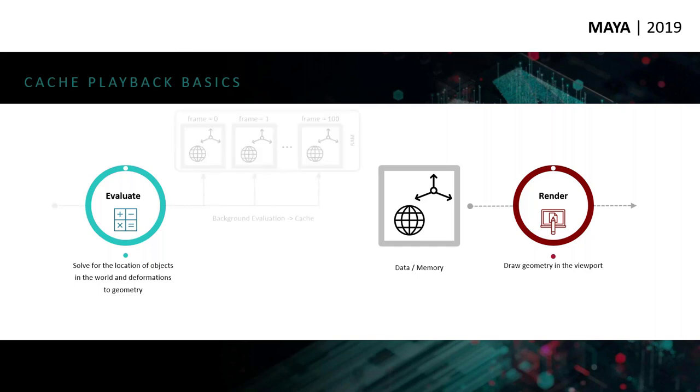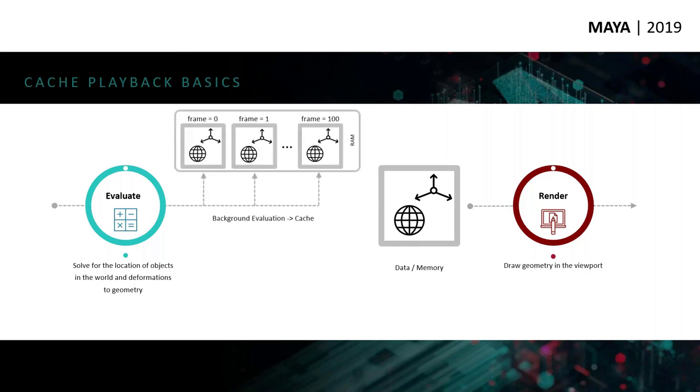So now what we're doing is we're pre-evaluating all of that in the background. So we're evaluating every single frame, storing the evaluation of all of the nodes, every single node in your scene. Like I said, everything that's going on in a rig, from constraints to IK to different types of solvers, and putting that in memory. And then when it's time to render that, we simply pull from memory the frame that we need, and we display it on the screen in the viewport.